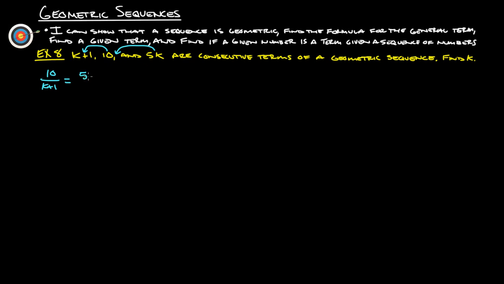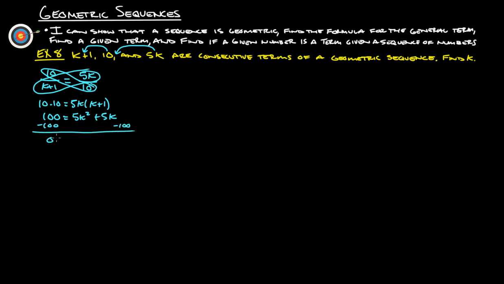So we've got equals 5k over 10, right? So probably our best bet here, since we've got a fraction equals another fraction, let's do cross products, right? This 10 times 10 is going to equal 5k times k plus 1. So we get 100 equals, distribute this 5k through, and we got 5k squared plus 5k. Let's move everything to the same side. So subtract 100, and we get 0 equals 5k squared plus 5k minus 100.